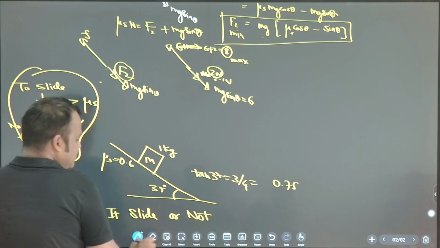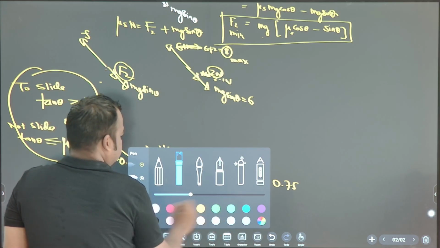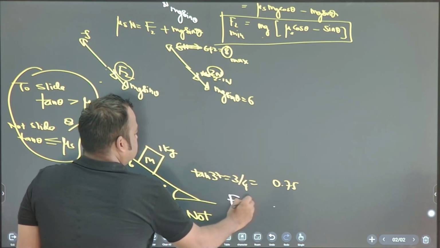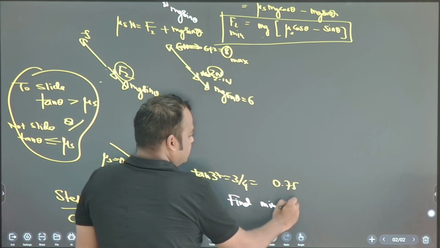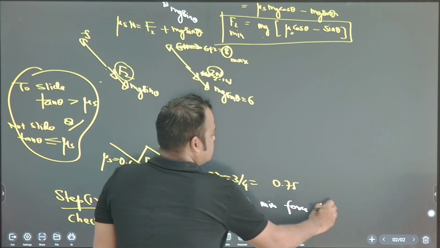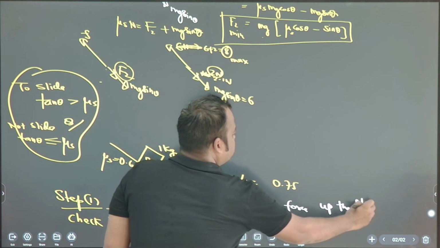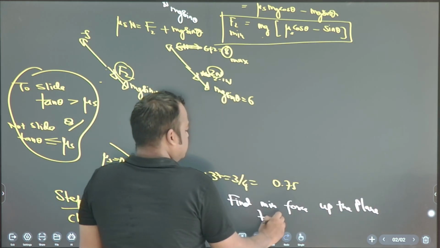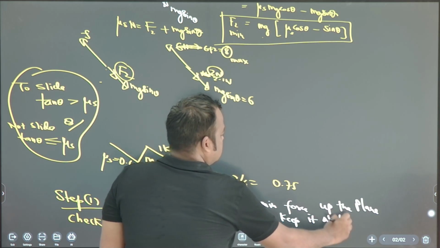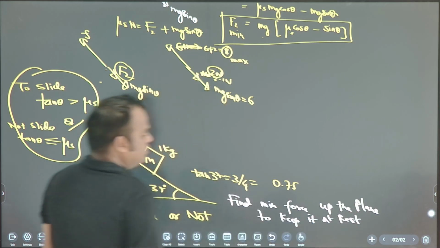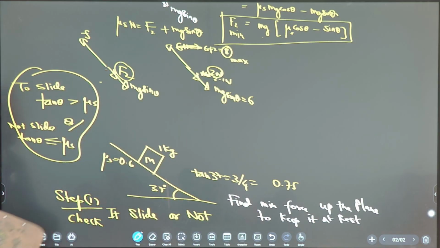Now the question is, find minimum force up the plane to keep it at rest. Find minimum force up the plane to keep it at rest. Okay, solve the numerical.